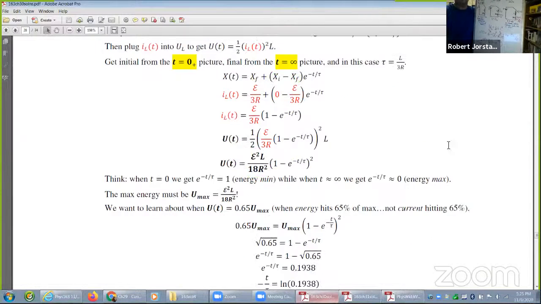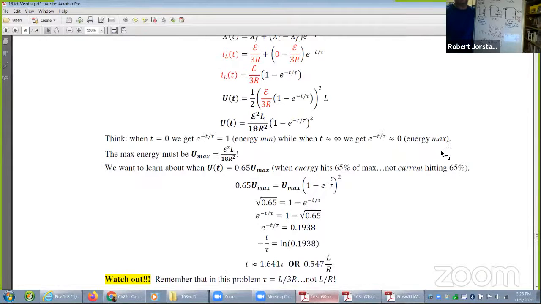So let me see if that solution makes some sense here. And then I said, watch out, remember tau is L over 3R. What do you think? I know you've got the solutions yourself, but I'm just kind of giving you a second to look at that. Just let me know if you see anything in there. If you have any questions about any steps, I'll pause for just a minute and see.